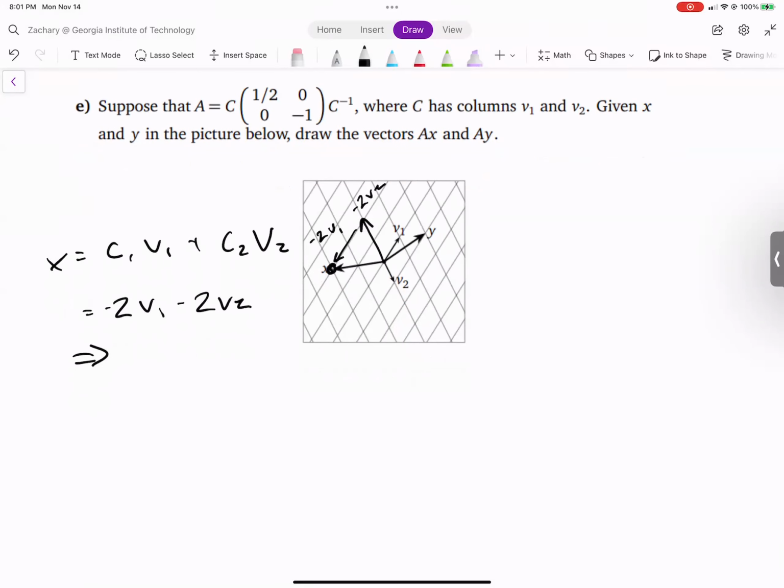So what this becomes is, given X and Y, draw the vectors AX and AY. Okay. So what this becomes is V1 times 1/2, so that becomes -1 V1, minus 2 times -1, plus 2 V2. The way we draw that, let's clean this up a little bit: -1 V1 plus 2 V2. So that makes this vector AX. Does that make sense? Questions?